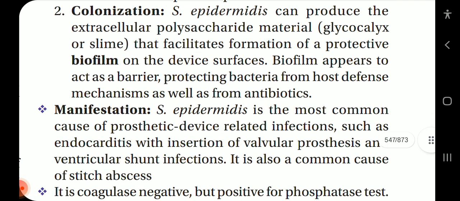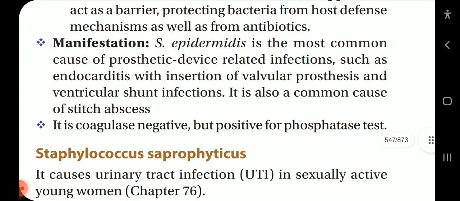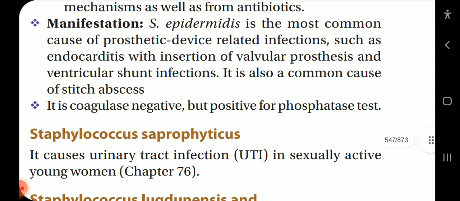Colonization. Staph epidermidis can produce the extracellular polysaccharide material glycocalyx or slime that facilitates formation of a protective biofilm on the device surfaces. Biofilm appears to act as a barrier protecting bacteria from host defense mechanisms as well as from antibiotics.